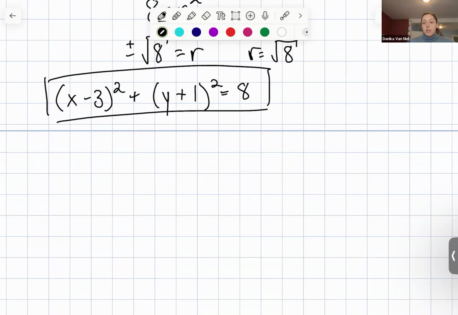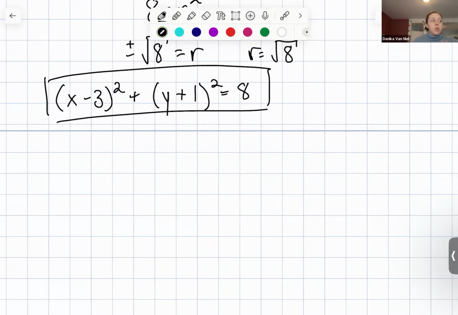This is another one of those things that, if I wasn't afraid to fall, I would stand on top of a chair. I could put my standing desk down and pretend I'm standing on top of a chair, and I would shout from the rooftops: exponents cannot distribute over addition or subtraction. They do distribute over multiplication and division, but not addition or subtraction.